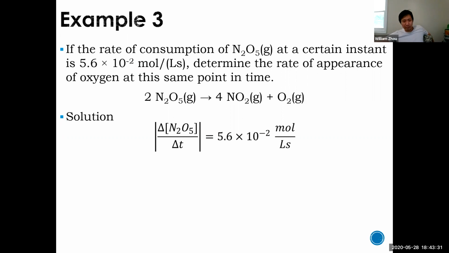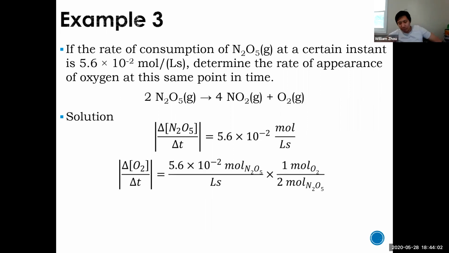You know the rate of disappearance, that's given to you. Okay, just copy that down. So just think about this logically here. For every 2 moles of N2O5 consumed, you would synthesize 1 mole of oxygen. All right, so the rate of appearance of oxygen is half of the rate of disappearance. So this basically tells you divide by 2, which is exactly what you do.